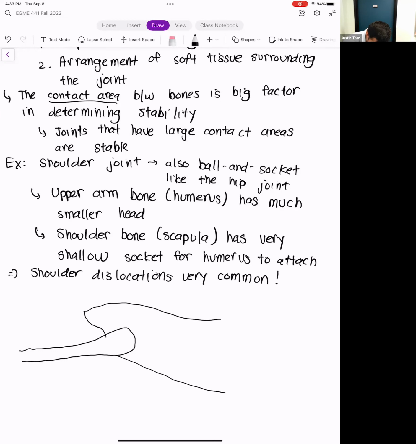Okay. But at the same time, we kind of need that too, because we require so much range of motion in our shoulder just to go about our daily activities. And so the fact that it's not stable kind of allows us to have that range of motion at the cost of safety, of course.